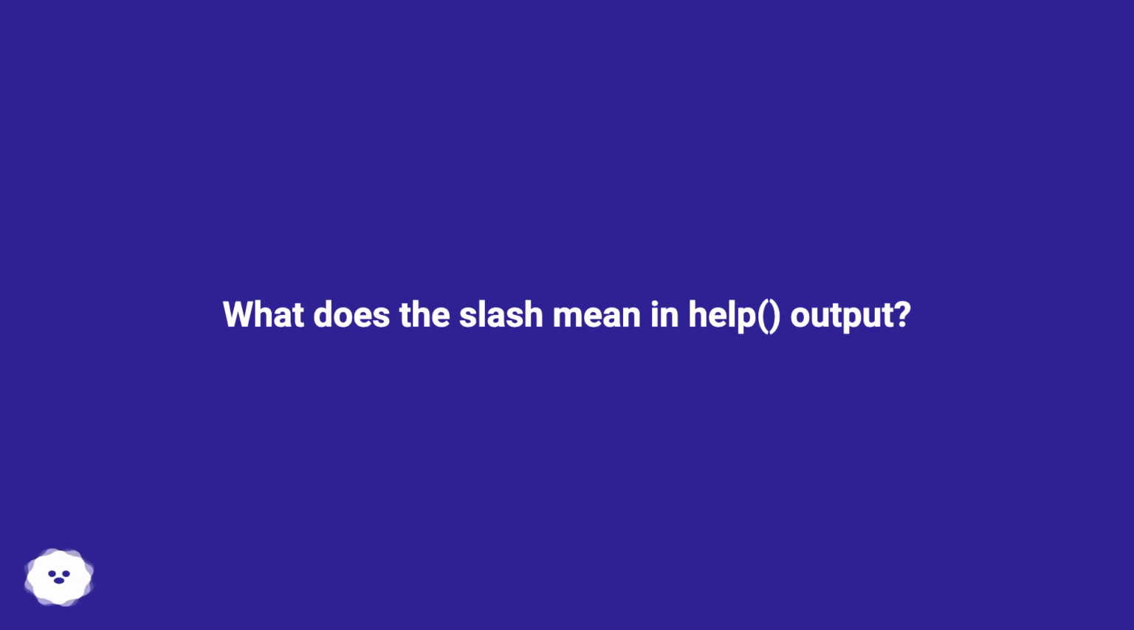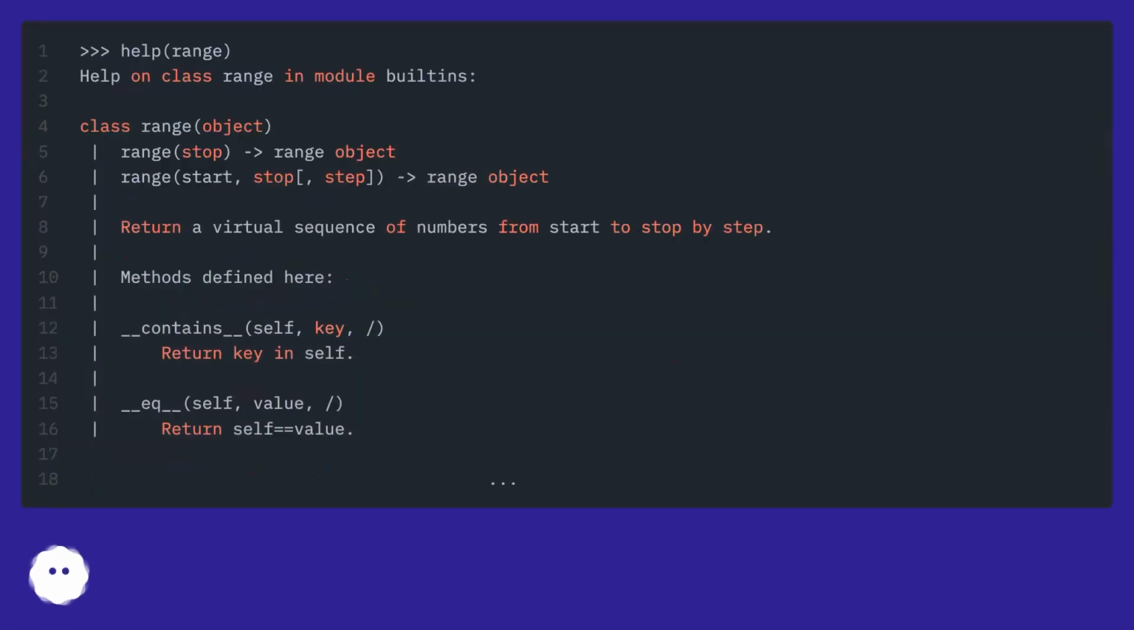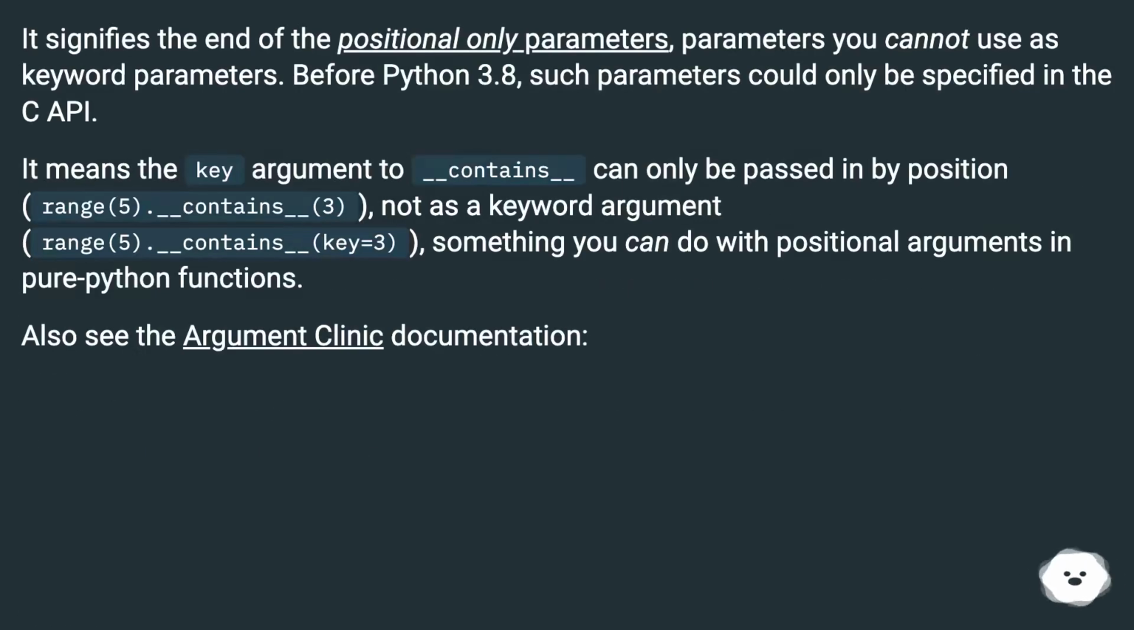What does the slash mean in help output? What does the slash mean in Python 3.4's help output for range, before the closing parenthesis? It signifies the end of the positional-only parameters, which you cannot use as keyword parameters. Before Python 3.8, such parameters could only be specified in the C API.